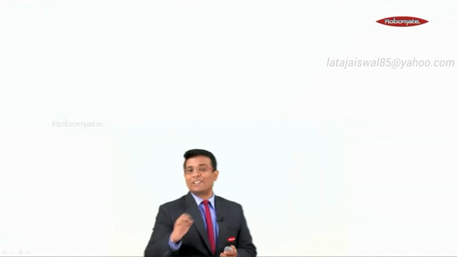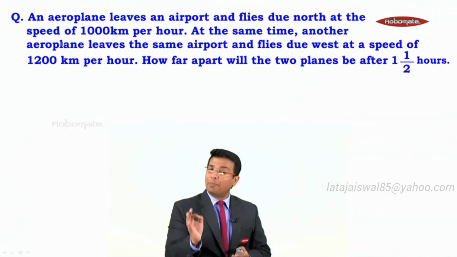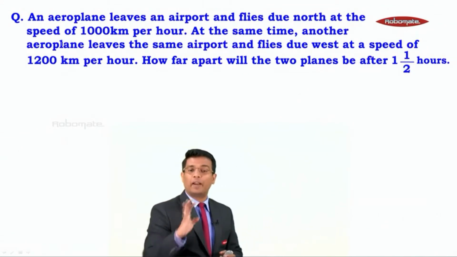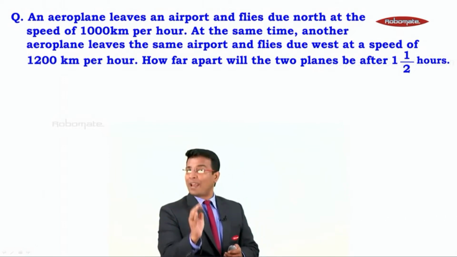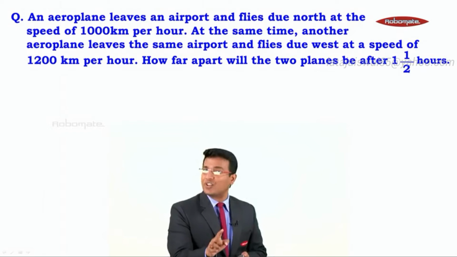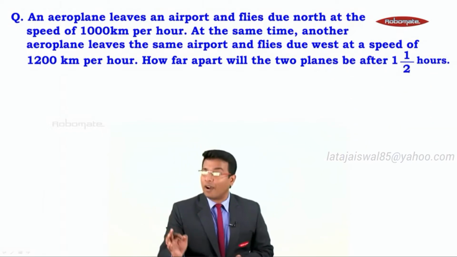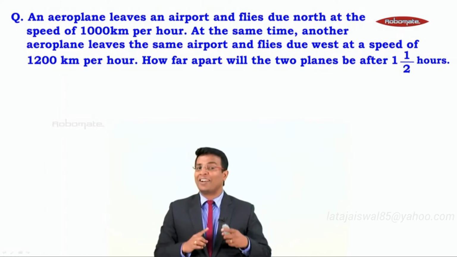Aeroplanes. Let's do a very interesting sum now. It says an aeroplane leaves an airport and flies due north at a speed of 1000 km per hour. At the same time, another aeroplane leaves the same airport and flies due west at a speed of 1200 km per hour. How far apart will the two planes be after 1.5 hours?